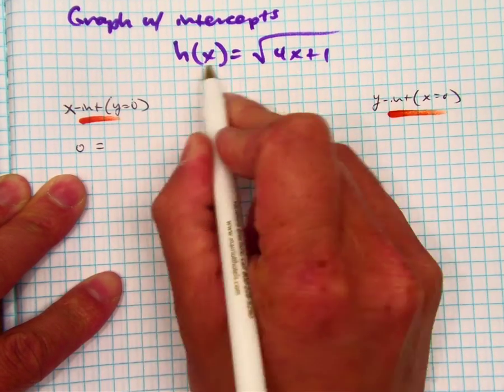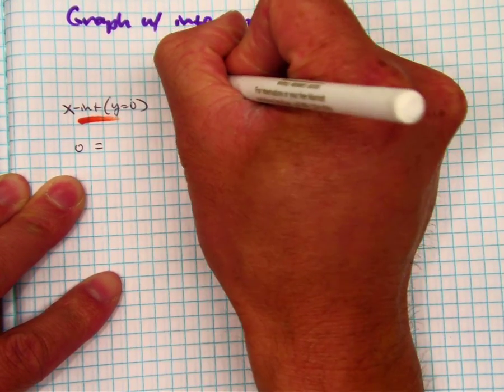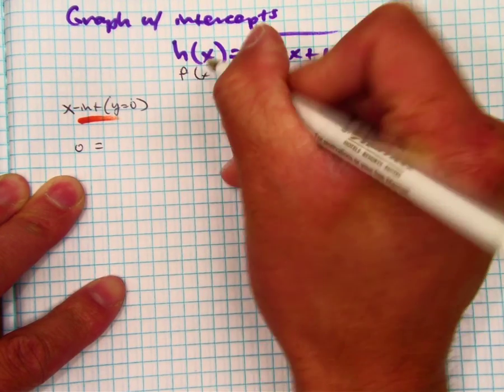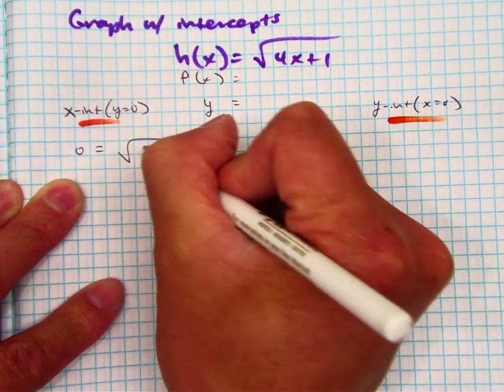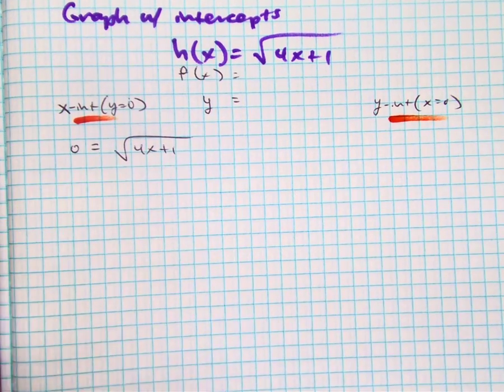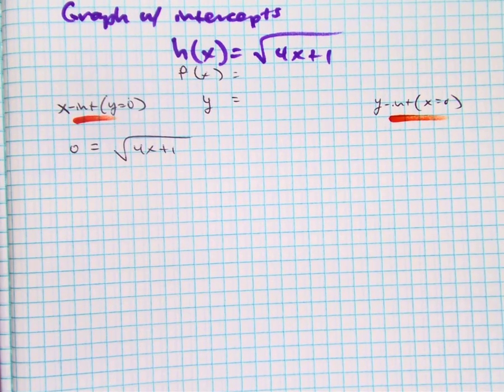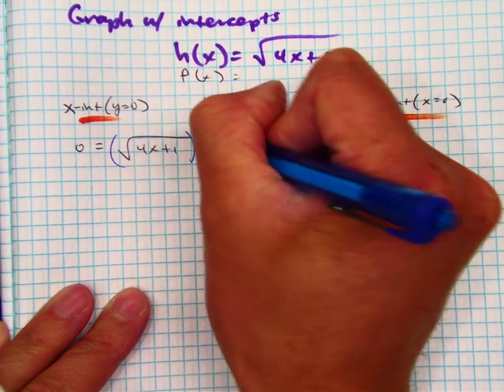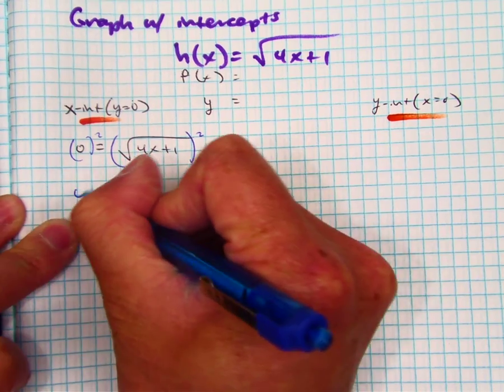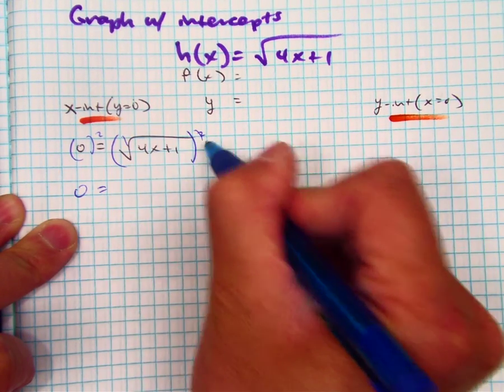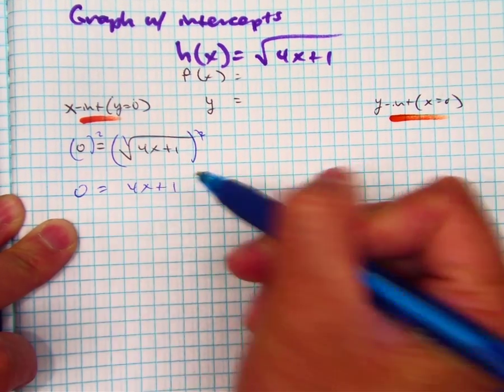0 equals, right, h of x is just a fancy way of saying f of x, and f of x is just a fancy way of saying y equals. So I have 0 equals the square root of 4x plus 1. To get rid of the square root, I'm going to do the power of 2 to both sides. 0 squared is 0, and this will cancel, so you're left with 4x plus 1.